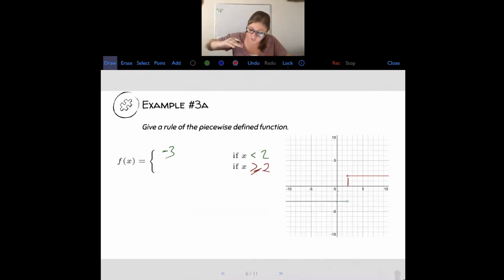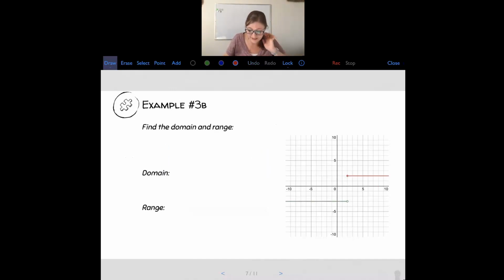Okay, we have another horizontal line, and that's at y equals 2. So for that output formula, it's just 2. No matter what the x value is, y equals 2. X is 9, y is 2. X is 100, y is 2. So that's our formula. Now let's look at the domain and range.